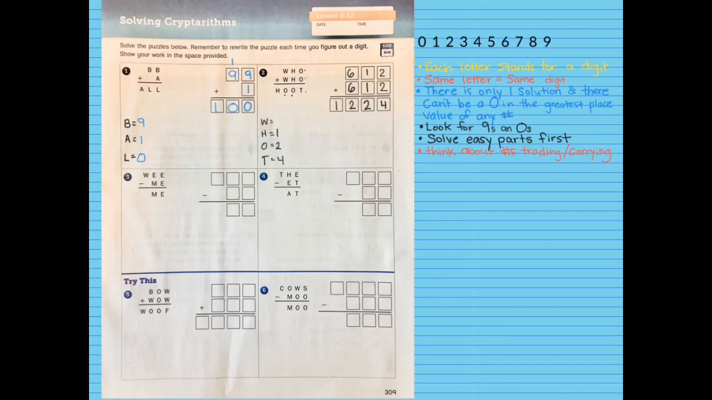Wow, we're ready to move to the third one already. Now, if you notice, the third one is a subtraction problem. These were addition problems. So if we're working with subtraction problems, we're going to have to think about these differently. So let's think about what we know. We can go ahead and write down our letters, our variables. We've got a W, we've got an M, and we've got an E.